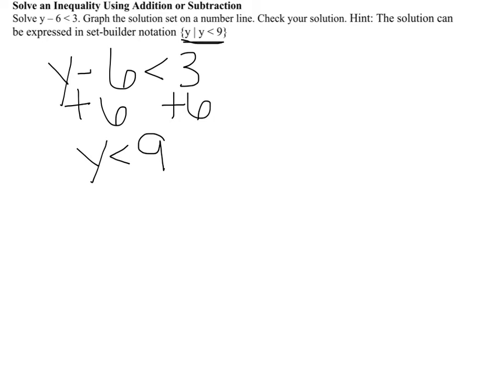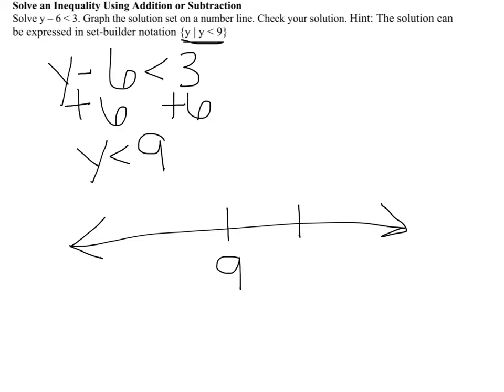And now we want to go ahead and graph this. So we're going to make our number line. Whatever we're given, which in this case is a 9, we're going to put that right in the middle of our number line. And then we want to make some numbers that are to either side of that. So I'm going to do 10, 11, 8, and 7.